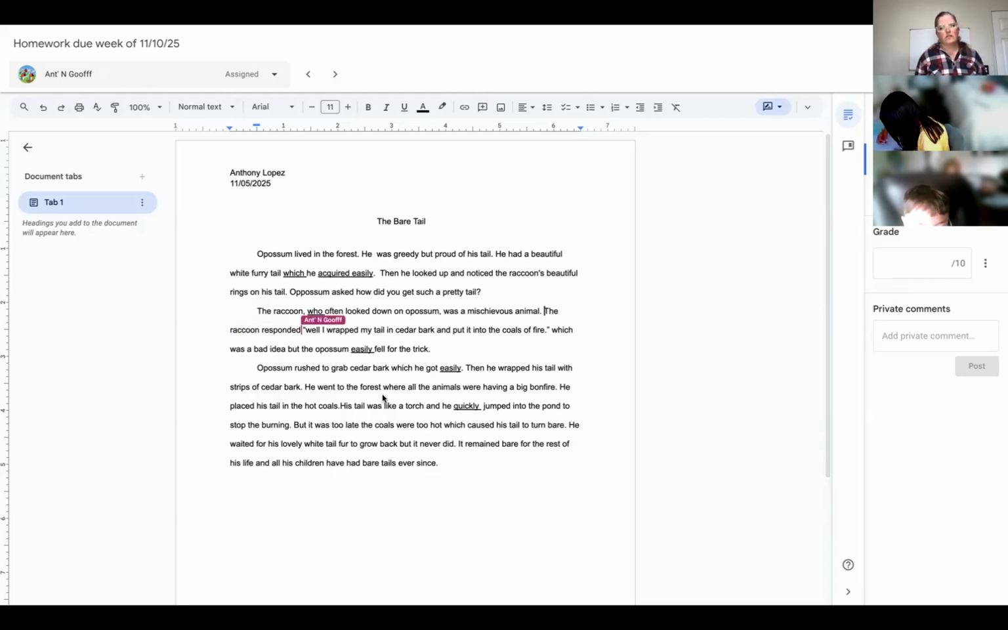Because when you have, that's called, and we're going to learn this more in the grammar book as we go, but that's called an attribution. It's telling who's speaking. And then the word "well" is going to be a capital, "Well," because that's the beginning of what he says. Okay, good. That's your second sentence.